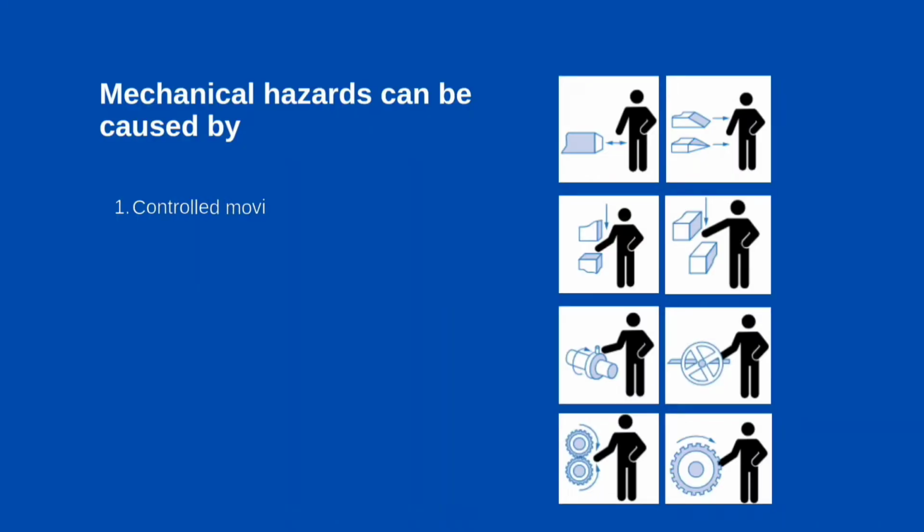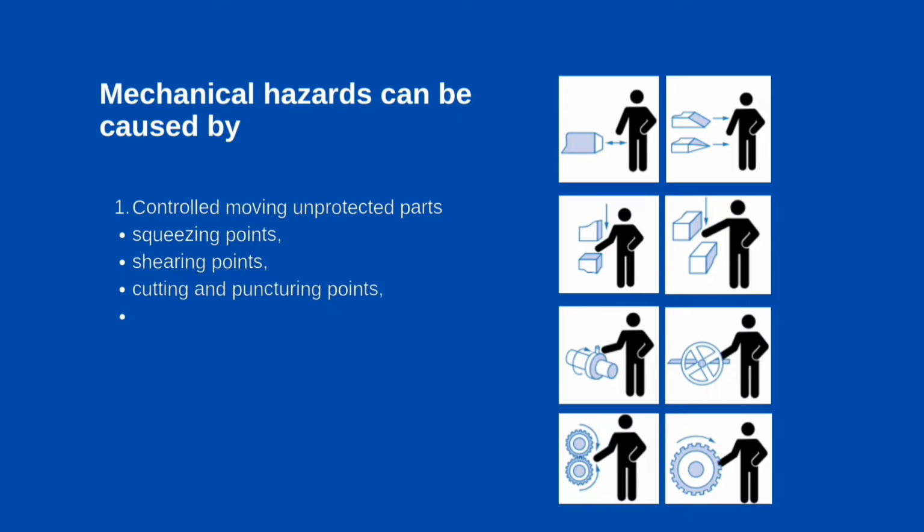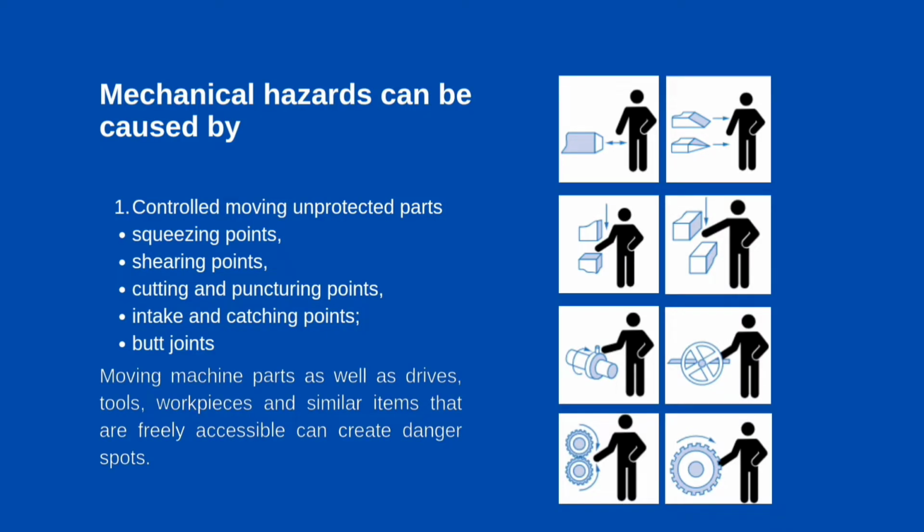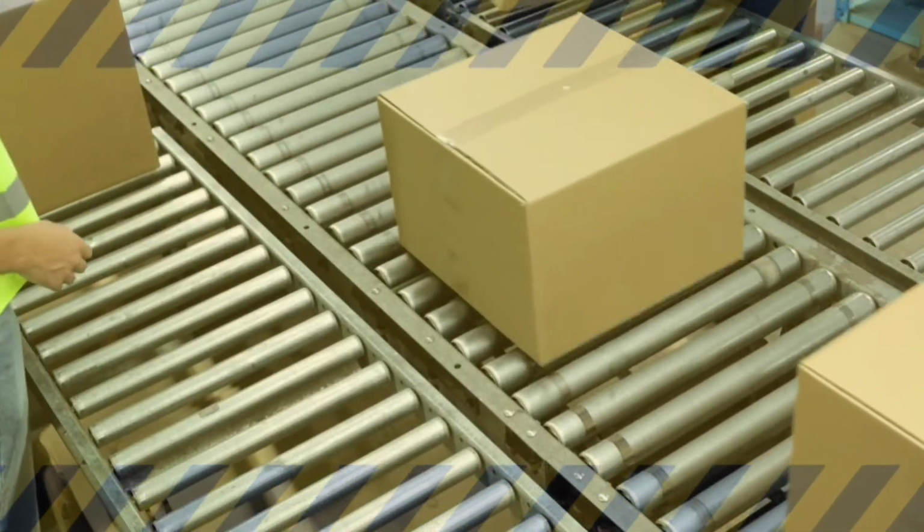Mechanical hazards can be caused by controlled moving unprotected parts which are freely accessible and form, for example, squeezing points, shearing points, cutting and puncturing points, intake and catching points as well as butt joints. Moving machine parts as well as drives, tools, workpieces and similar items that are freely accessible can create danger spots. For example, a conveyor belt in a warehouse facility.